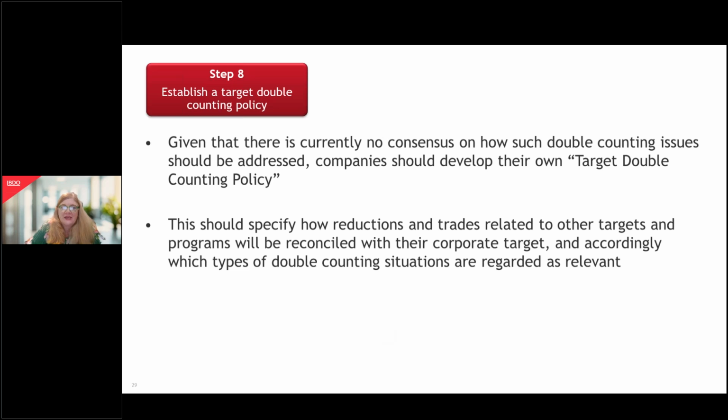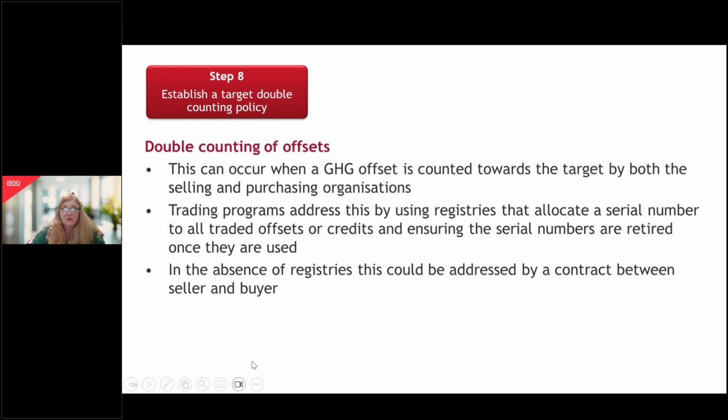Then if you look at establishing a target double counting policy. There's currently no real consensus on how double counting issues should be addressed. So entities should come up with a policy: how do we avoid double counting, and especially around setting targets. So this should specify how reductions and trades related to other targets and programs will be reconciled with their corporate target, and accordingly which types of double counting situations are regarded as irrelevant. So have some consideration for that.